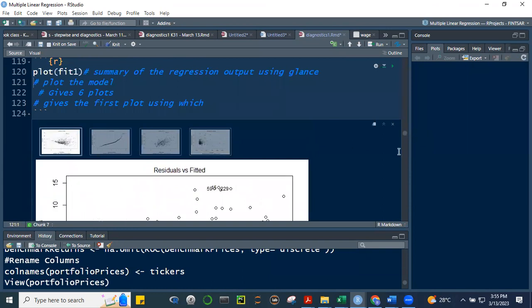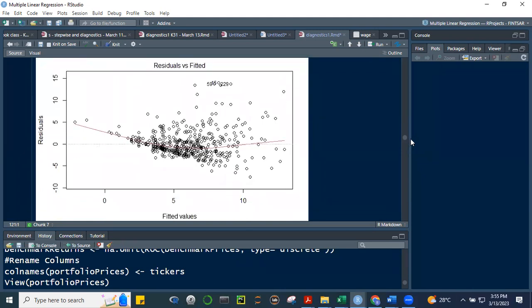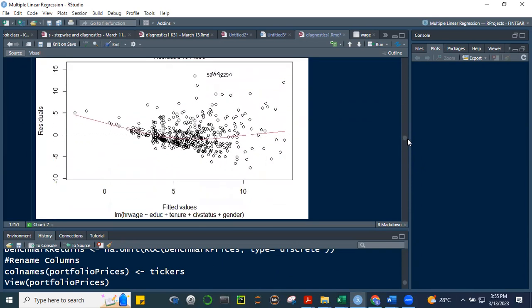This one is your residuals versus fitted values. We discussed before that we would want the residuals to exhibit a constant variance over the values of your fitted values. Here it seems that your residuals have greater variance as the fitted values increase. You can notice here a fanning out, spreading. At this part, your variance is greater compared to the variance at this point where you have lower fitted values.